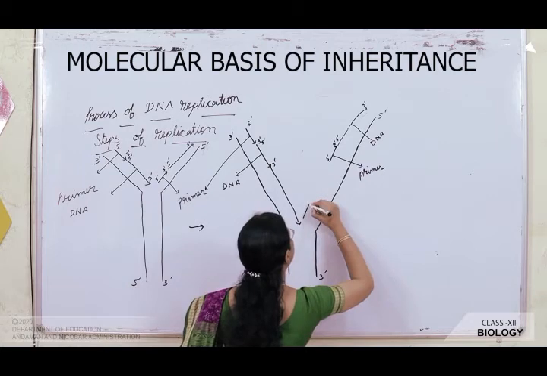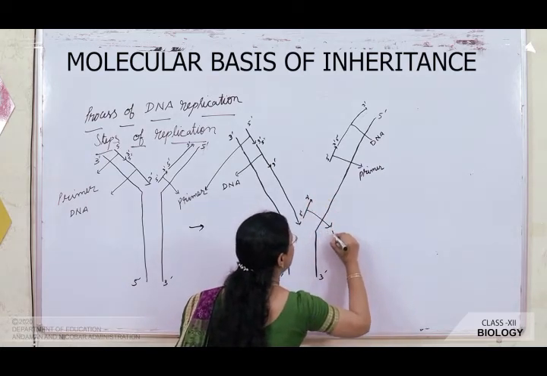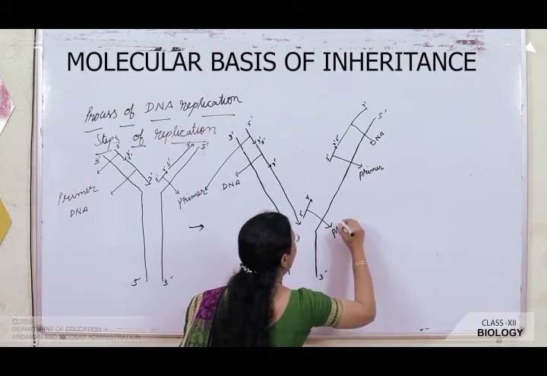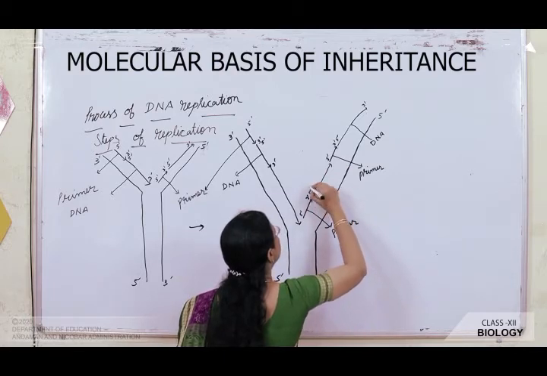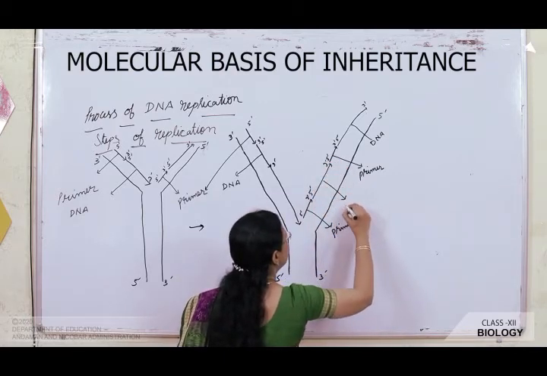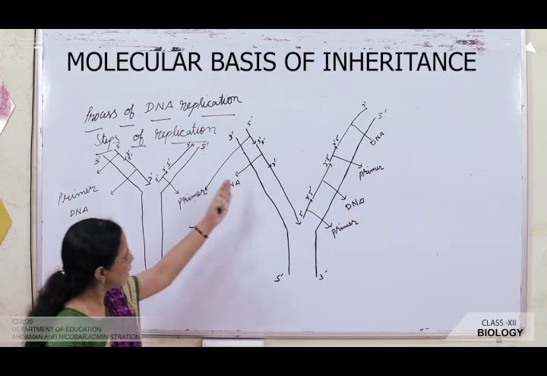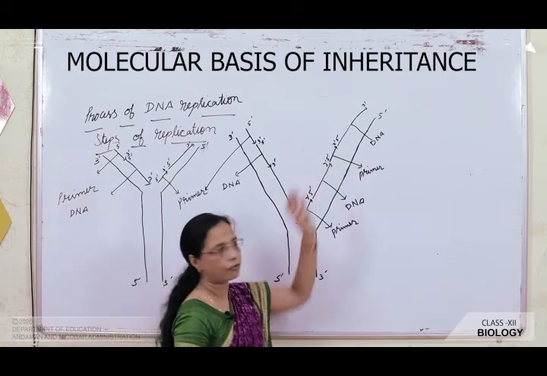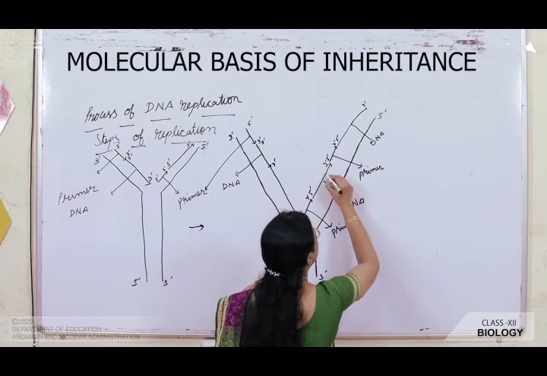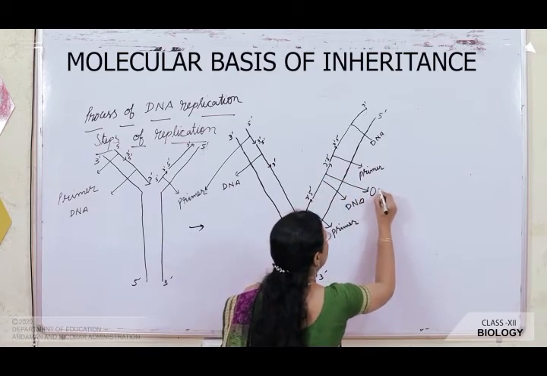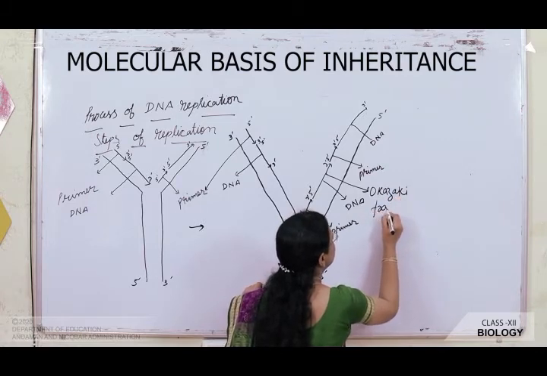Again, it forms a primer over here, that is in the 5' to 3' direction. So this is the primer. On this primer, another segment is formed, that is a 5' to 3' DNA fragment. So what you can see, pieces of DNAs are formed. These pieces are known as Okazaki fragments.